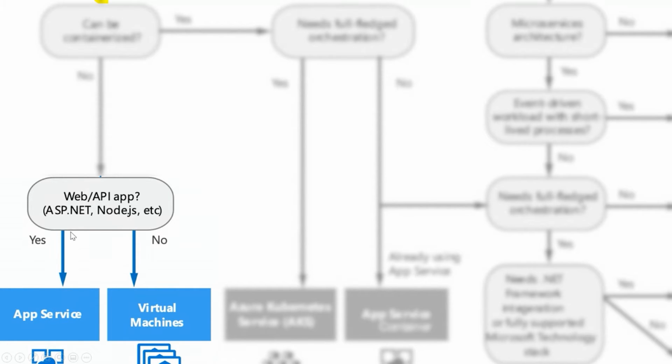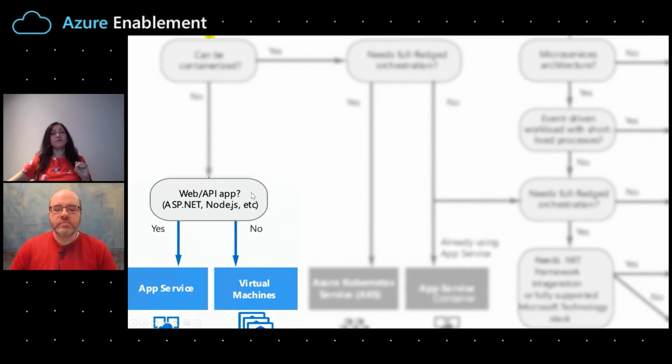We have to decide what is the right platform for this particular workload. Because we decided not to containerize it, now we have to identify, is this workload an ASP.NET? Is it Node.js? Is it a web API? What is it exactly? And once you understand the specifics of this workload, then you can decide, okay, if it is mostly app related, API management, or making API calls, then you want to go with App Services.